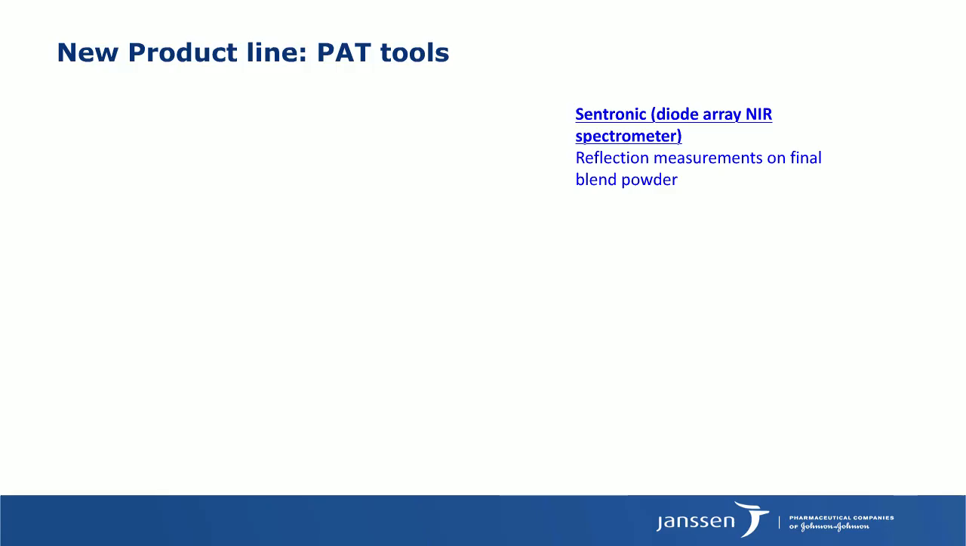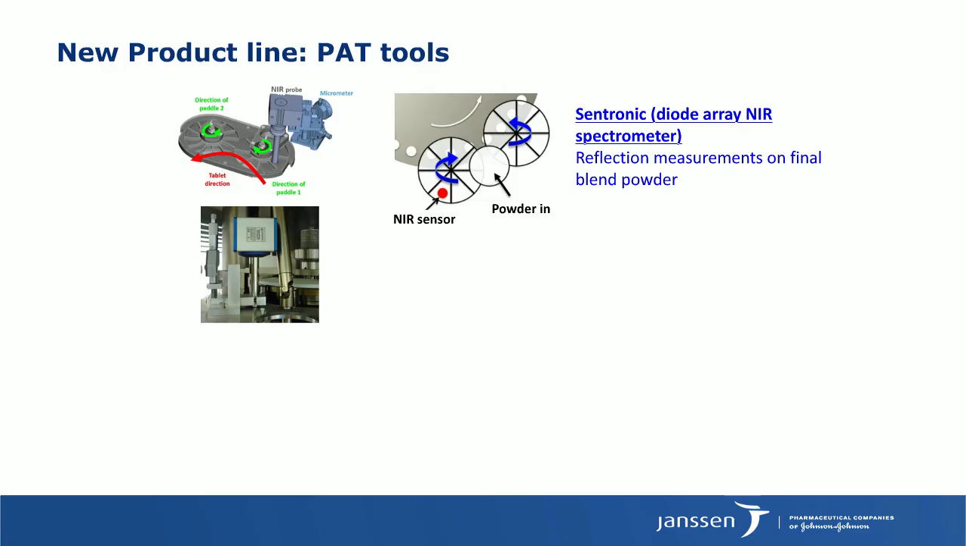Okay, what are the PAT tools that we have in place? As mentioned, we have a PAT-BU tool. For this PAT-BU tool, we use a Sentronic device, where we do reflection measurements on the final blend powder. What you can see here in these pictures is a photo of the probe itself. This is the left bottom picture. Above, you have a schematic drawing of how it's built into the feed frame itself. You can see that the powder comes in and we measure at the top of the feed frame. So the red dot is the NIR sensor that we have.